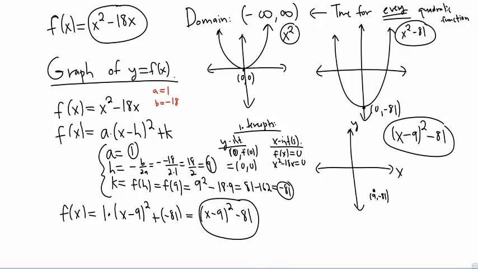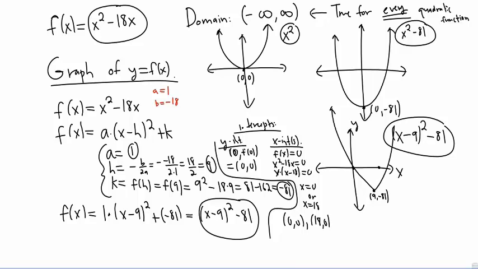Let's use this formula for f, x squared minus 18x. So the x-intercepts are 0, 0, and 18, 0. When we plot those, this gives a more accurate graph. Put this point over here. It's the point 18, 0.